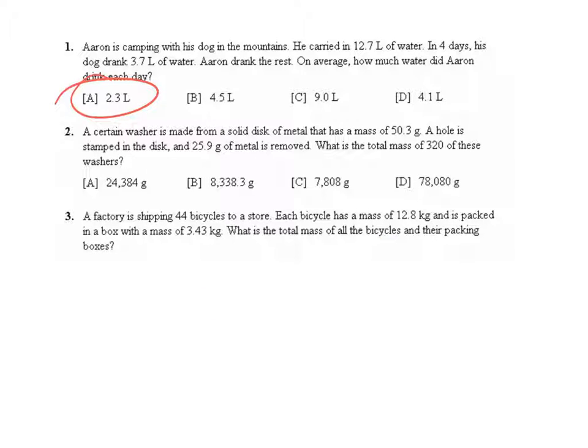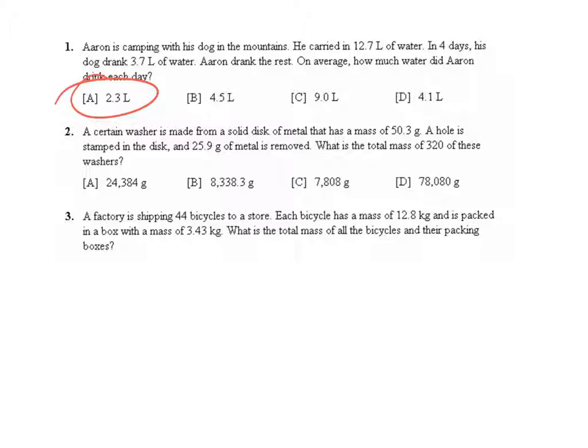Question 2 says a certain washer is made from a solid disc of metal that has a mass of 50 3/10 grams. A hole is stamped in the disc and 25 9/10 grams of metal is removed. What is the total mass of 320 of these washers?